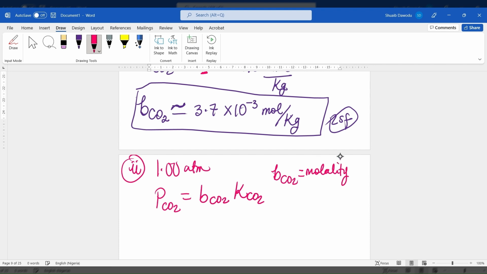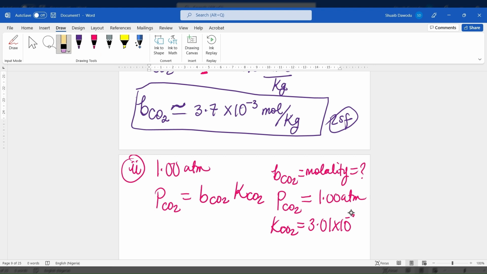That is the molality of CO2. We know the P sub CO2, which is what we're actually supposed to solve for. We don't know what that is. The P sub CO2, we know that to be 1.00 atmosphere. And we know the K sub CO2 because it's still the same solute. It's just 3.01 times 10 raised to the power of 3 kilopascal kilogram per mole.